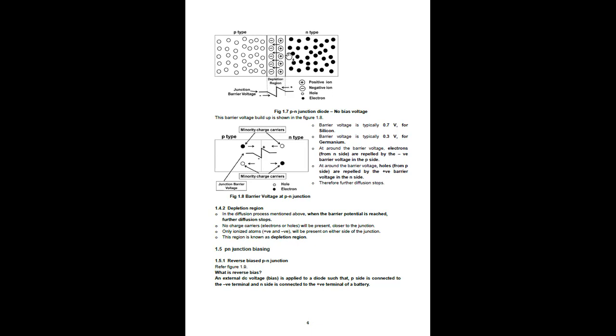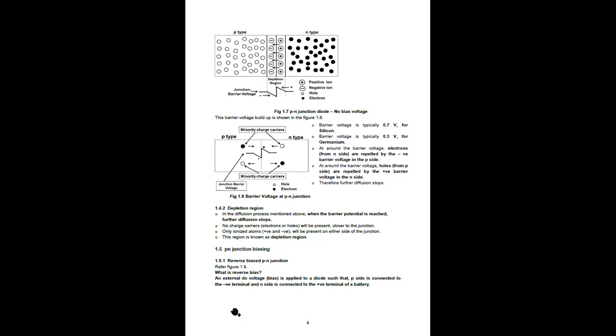It can be shown in this figure 1.7. This is the depletion region. Now we have to bias this p-n junction. There are two types of biasing: one is forward biasing and one is reverse biasing. So let's start with reverse biasing.